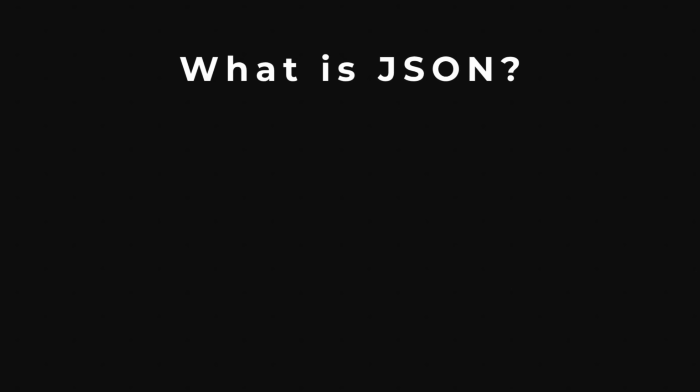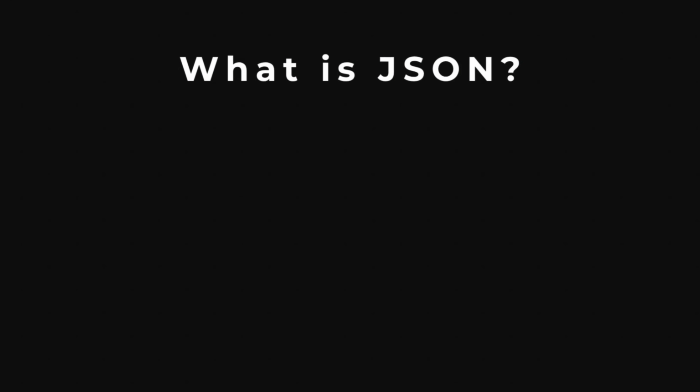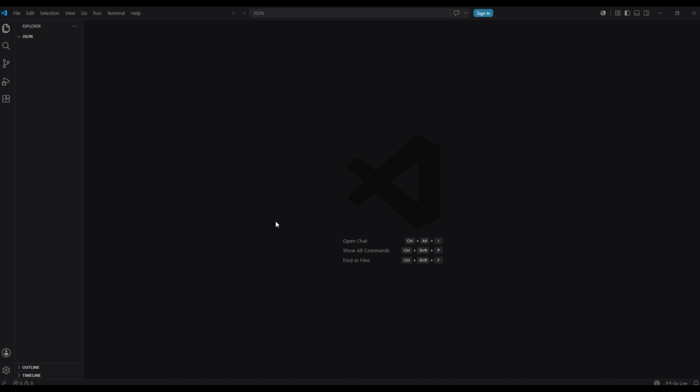JSON stands for JavaScript Object Notation. It's a lightweight format for storing and exchanging data. Despite the name, JSON isn't just for JavaScript, because every programming language understands it. It's basically like a universal language that different applications use to talk to each other. Let's look at what JSON actually looks like.